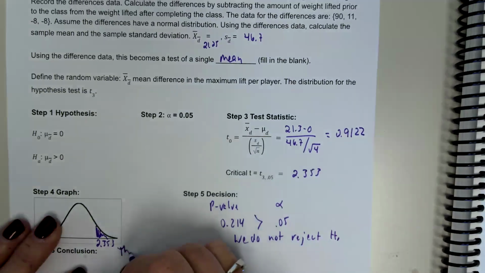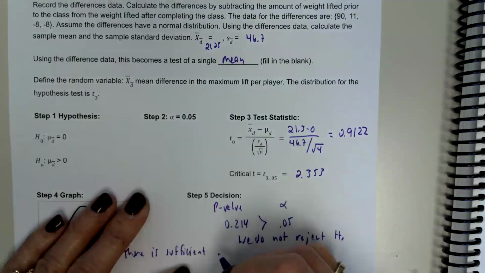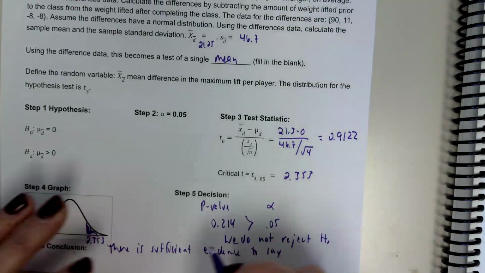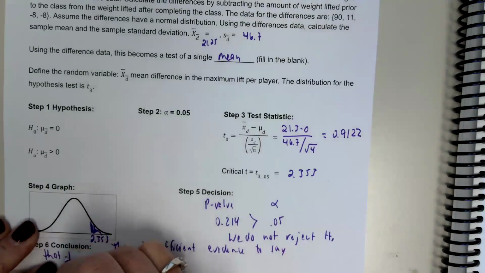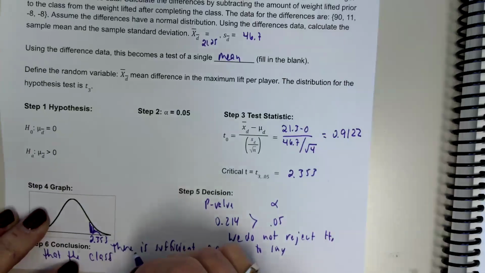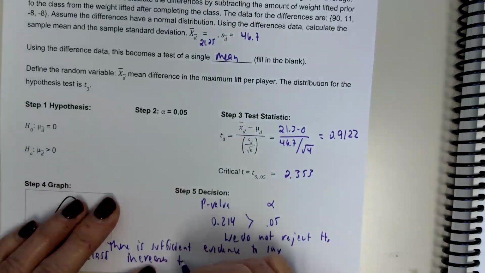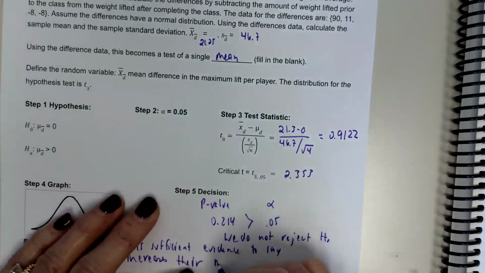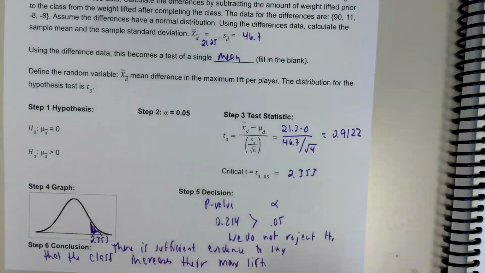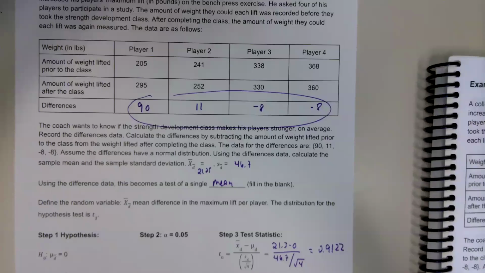So there is not sufficient evidence to say that the class increases their max lift. So it does not say that, because we do not have sufficient evidence for that. So that was example 3.